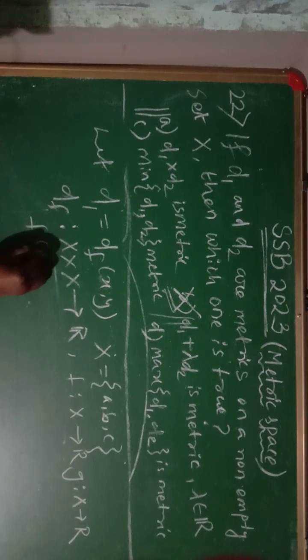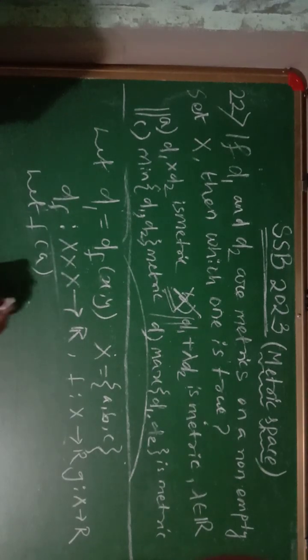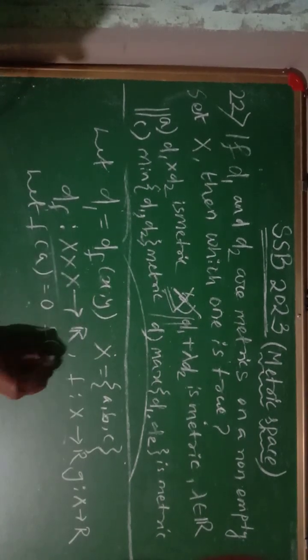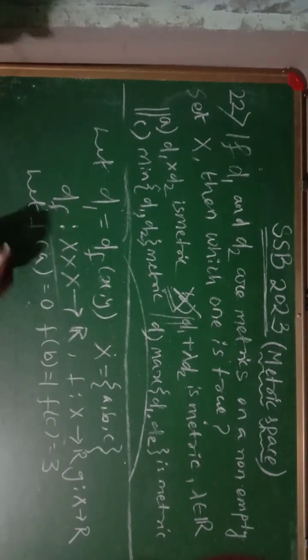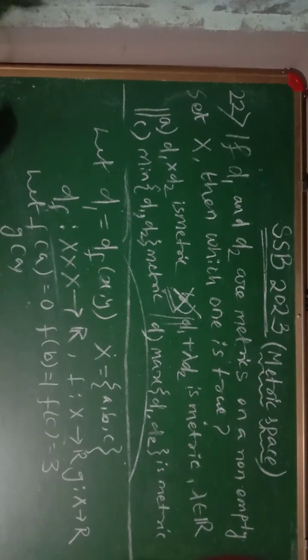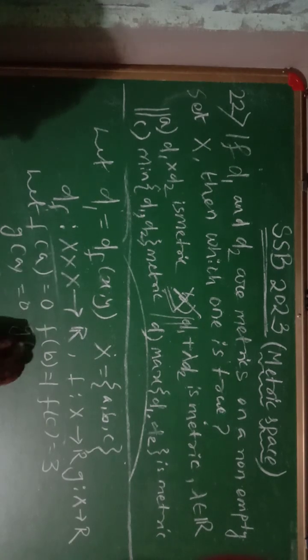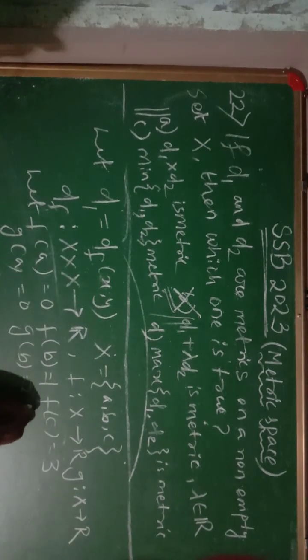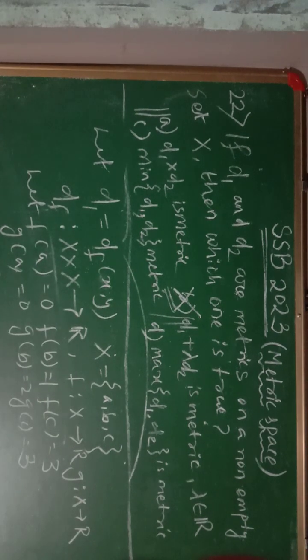Let us define in this manner: F of A equals 0, F of B equals 1, F of C equals 3. Similarly, G of A equals 0, G of B equals 2, G of C equals 3. We define it in this manner: F of A equals 0, F of B equals 1, F of C equals 3, G of A equals 0, G of B equals 2 and G of C equals 3.